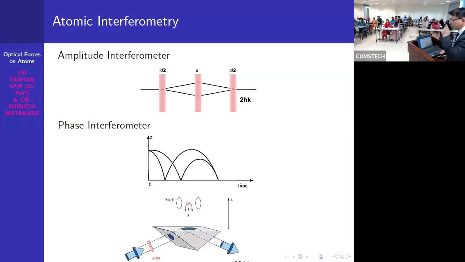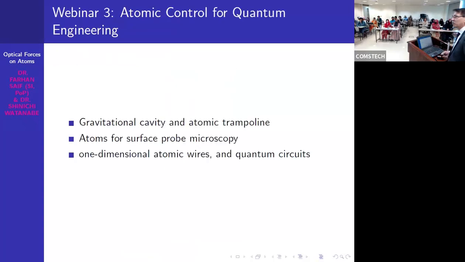So we can leave this discussion for tomorrow as well. So nothing to worry. So here I conclude, and I simply say that tomorrow we're going to talk about atomic control for quantum engineering. We shall discuss gravitational cavities, atomic trampoline. We shall also talk about some surface probe microscopy, and then we shall see how we can develop atomic wires and quantum circuitries. So here I thank you.